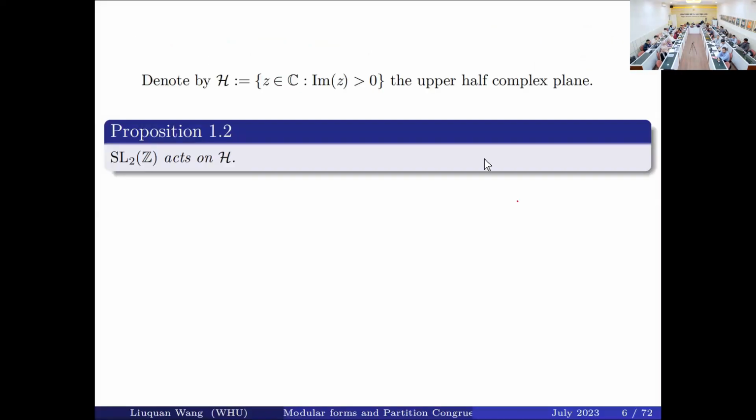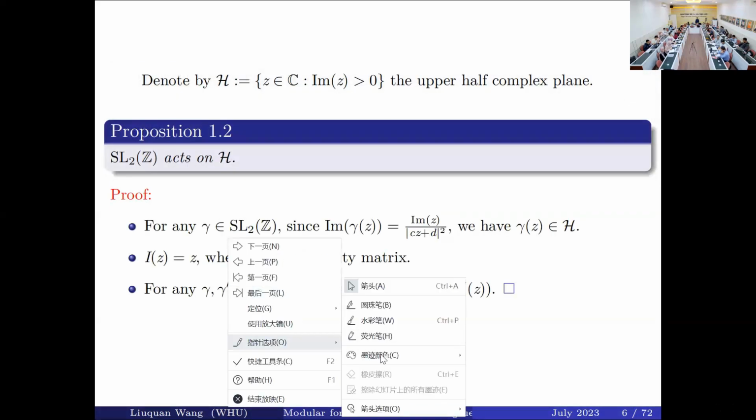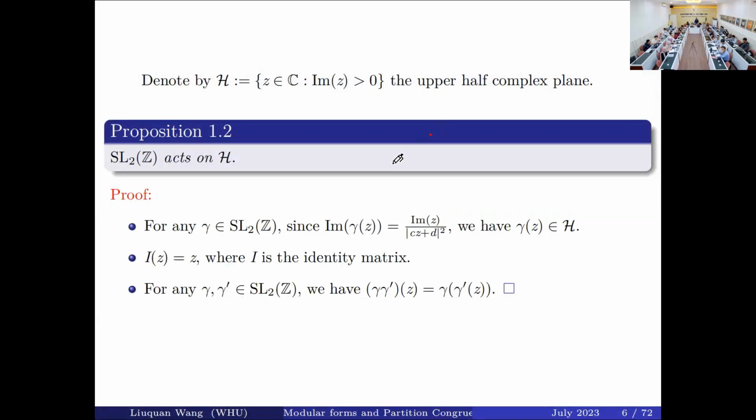So the first proposition is that SL2Z acts on the upper half complex plane, and the proof is really straightforward. We just need to use the definition of action. First, we need to show that for any gamma in this group, gamma maps this point Z to a point that is still on the upper half complex plane.